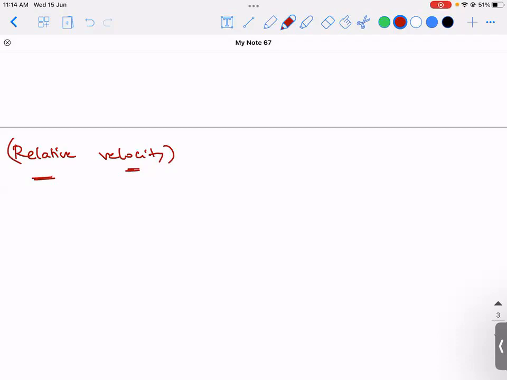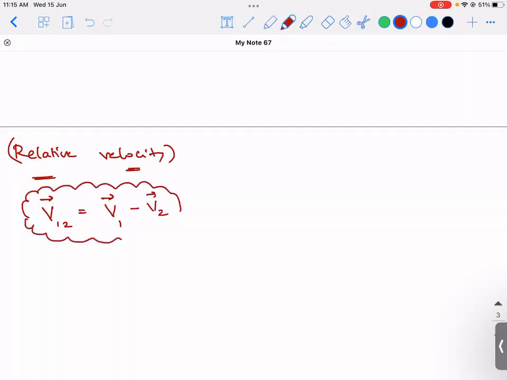Okay. So when you have problems based on relative velocity, the formula is very simple. You call it a formula or just a mathematical expression. So velocity of first with respect to second, what is it? You have heard this word, right? Yes. Velocity of first with respect to second, what is the answer? This is velocity of 1 minus velocity of 2. So this is how it works. Is it clear? Yes. So this is relative velocity.